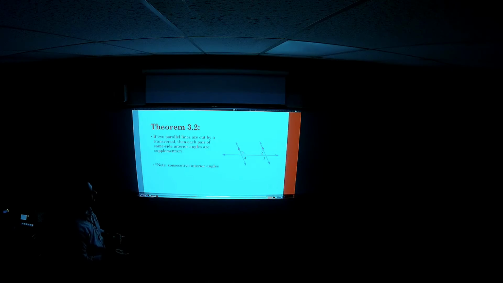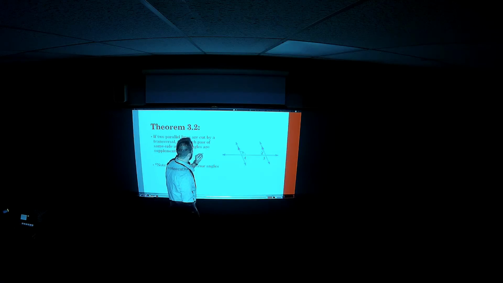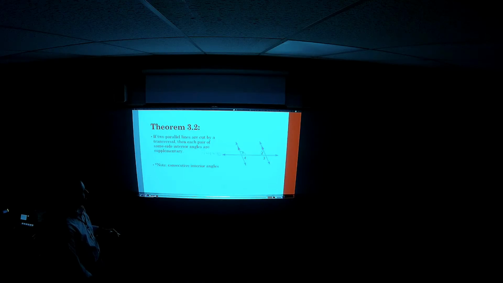What they are saying is that we're going to try to show that angle 1 and 2 have to add to make 180. And this only works if the lines are parallel, which is really goofy. So they're actually saying that they're supplementary to each other. So if I gave you angle number 2 is 30, then angle 1 would have to be 150. That's what this postulate or this theorem is saying.